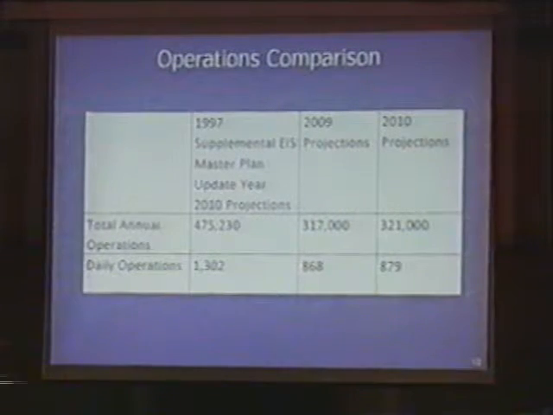This is the DNL contour. So what I'm trying to look at here is we looked at the 1997 Supplemental EIS Master Plan Update for that third runway, which projected out to 2010. That projection was based on 475,000 operations. In 2009, our operations are about 317,000 operations, significantly less operations at the airport. Our projections for 2010 now are 321,000 operations, so we're nowhere near what we had anticipated those operations being within the 1997 EIS.